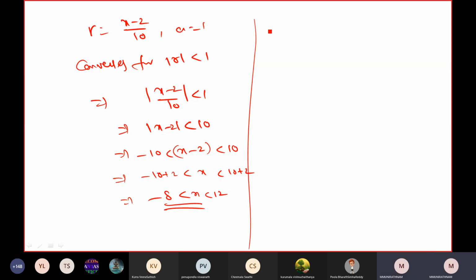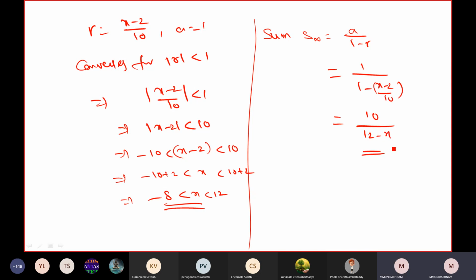Now the sum will be S infinity equals a by 1 minus r, which is 1 by 1 minus (x minus 2) by 10, which is 10 by 12 minus x. Is it correct? Yes, sir.